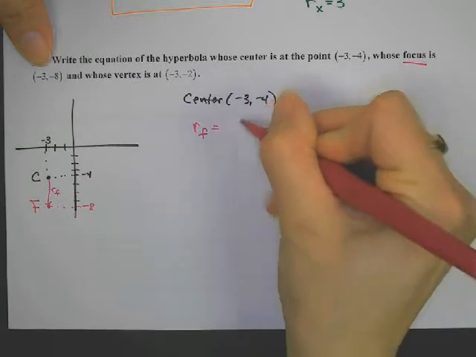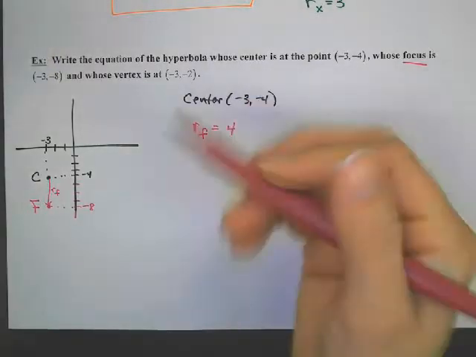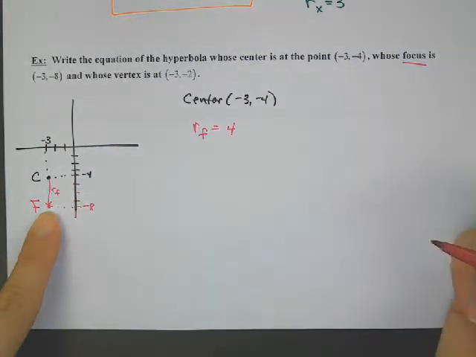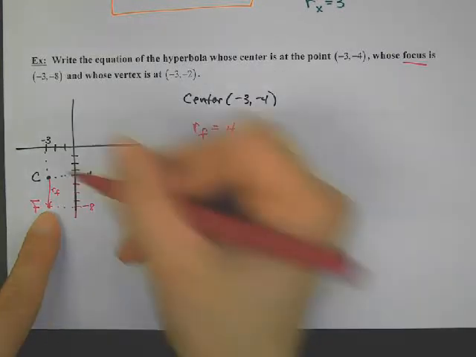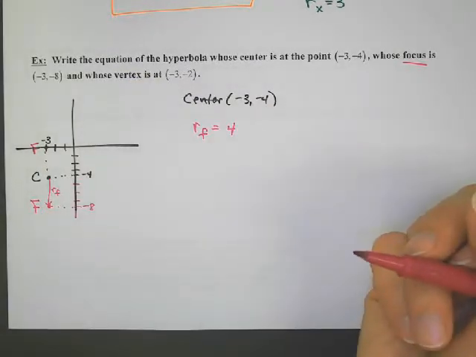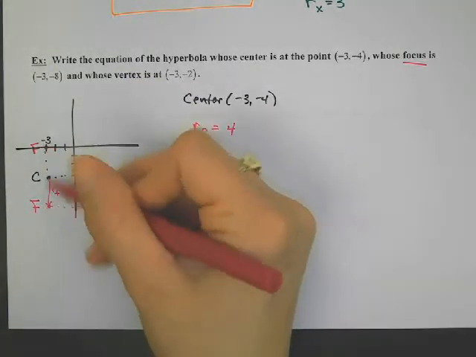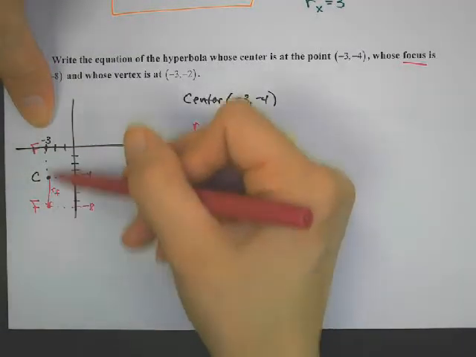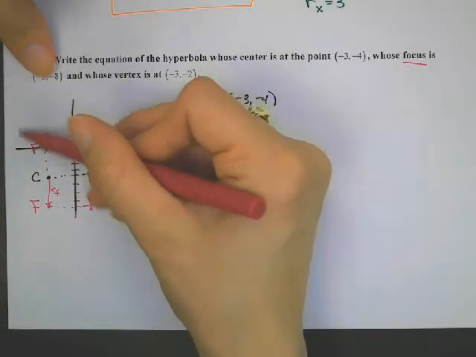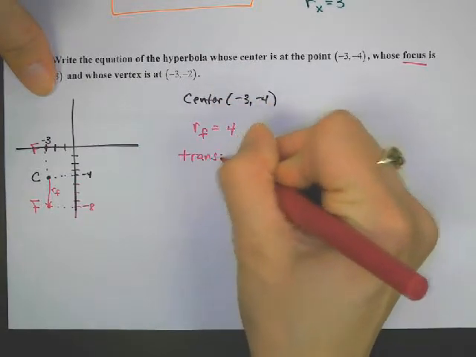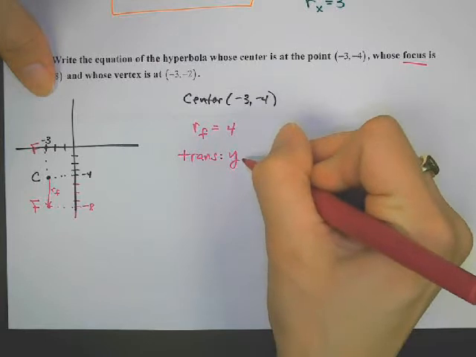I'm going to list that fact right away. r sub F is 4. If you go down 4 units to one focus, can anyone tell me where the other focus is? Yeah, up 4 units. So there's a focus, there's a focus. Now when you're drawing the hyperbola, there's a couple other things we already know from this little bit of information. If the foci are going up and down, the hyperbola is going to be going up and down. So the transverse is y.